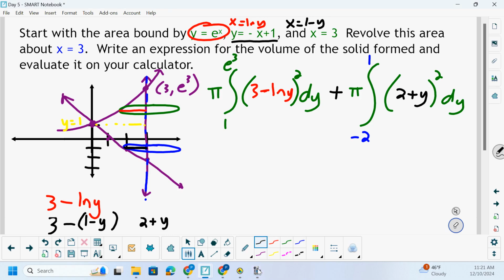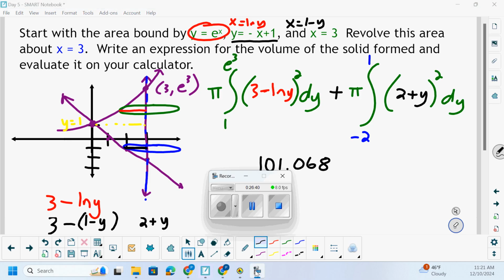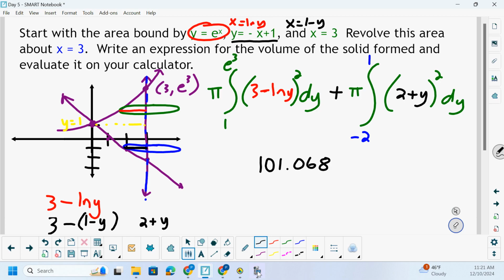So this one, I was going to have you do on the calculator. I'm assuming you could punch this in fine in a calculator page. In the long run, it will end up giving us 101.068. And we're going to stop with that problem for this video.